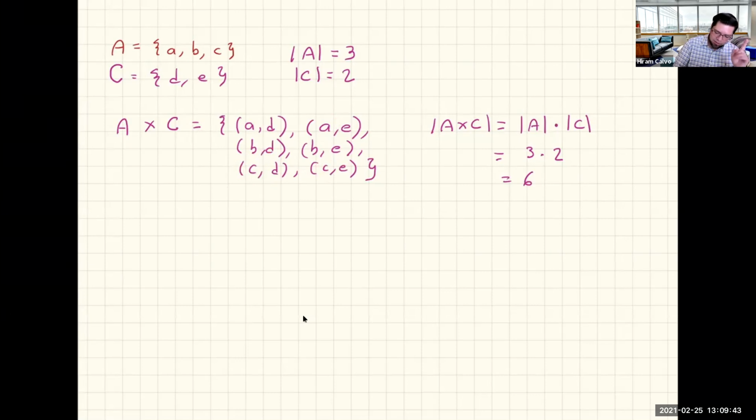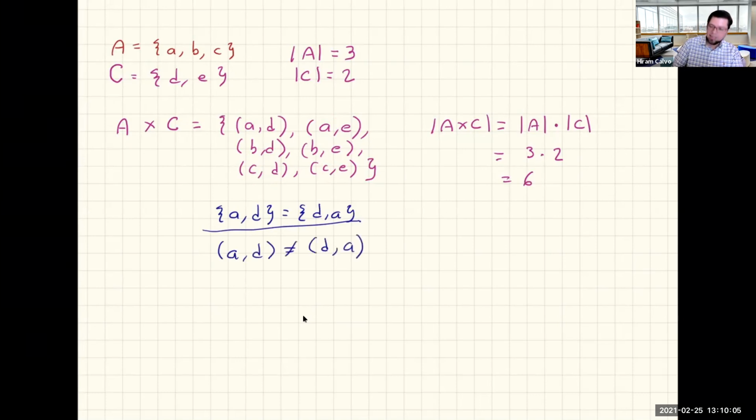However, there is also a very important thing. Remember that we said A and D is the same as D and A. Observe the curly braces. We are speaking here about sets. But for tuples, which are round parentheses, we cannot do that. A and D is very different than D and A. Yes, they are different elements.